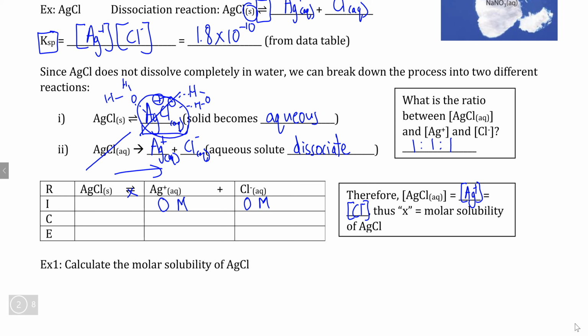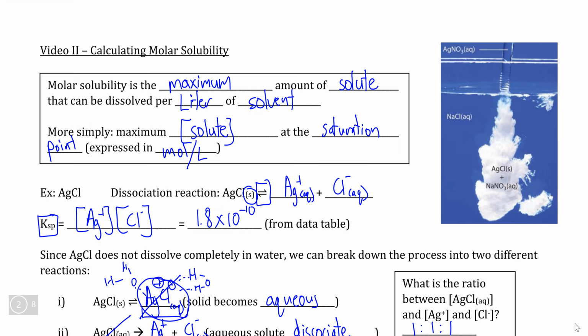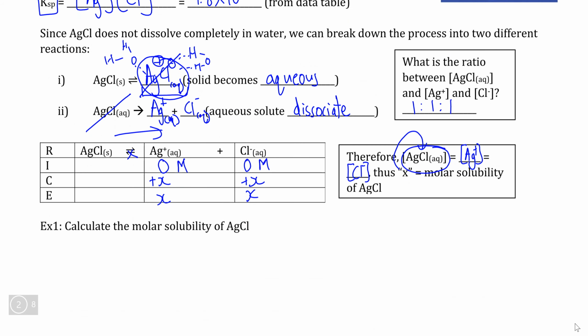the magnitude and direction of change for each of the ions is going to be plus X, meaning that the equilibrium concentrations of Ag+ and Cl- will both be X. If we calculate X, we will also find the concentration of AgCl that actually dissolved, and this is the molar solubility that we are looking for, even if the ions do not stay together permanently.